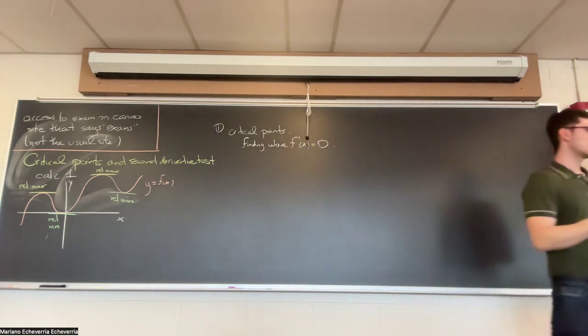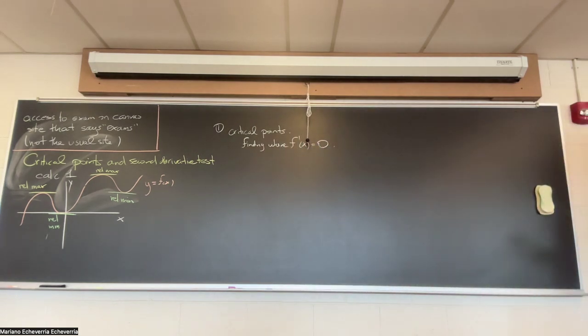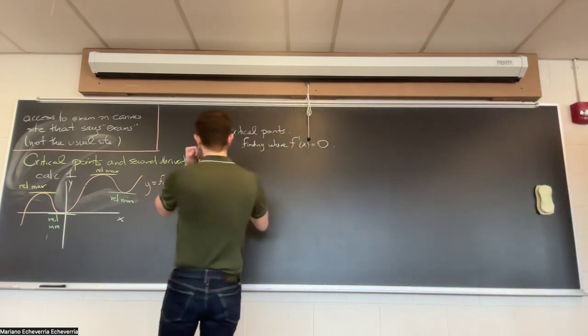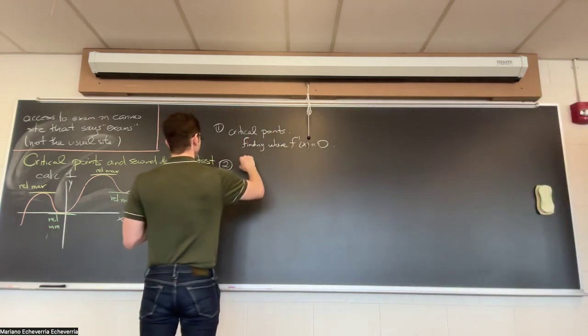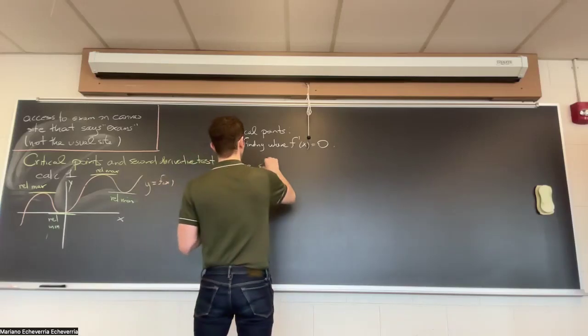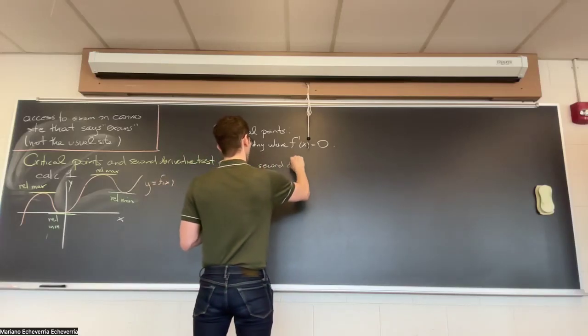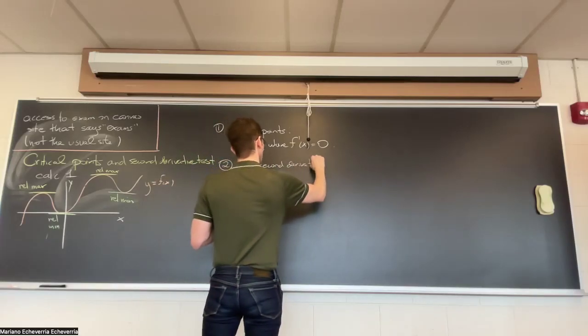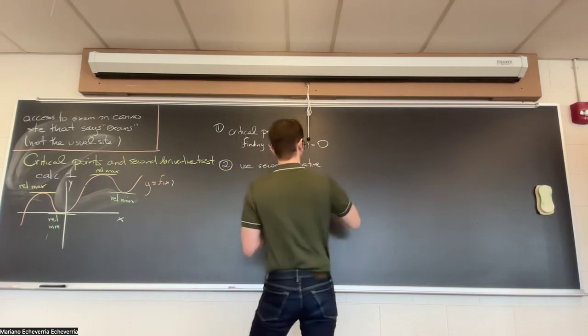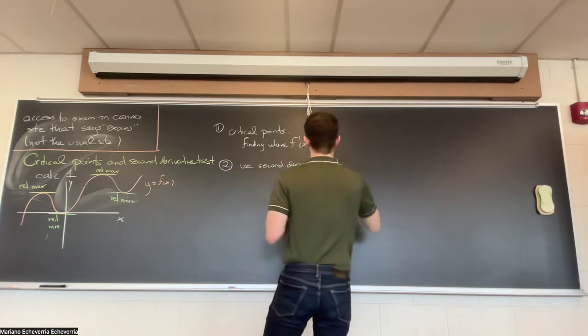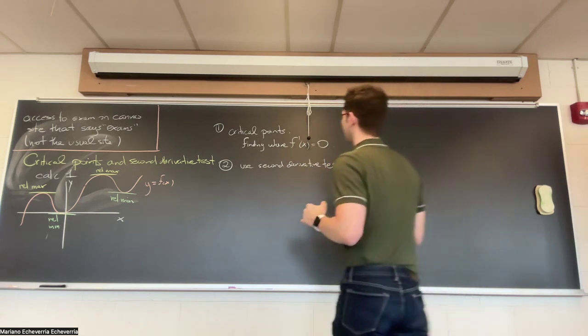Okay, and once you had the critical points, there was this second derivative test, maybe you remember it, that told you whether the critical point would correspond to a max or a min. So let's try to see what the second derivative test was. Then you would use the second derivative to classify the critical points.